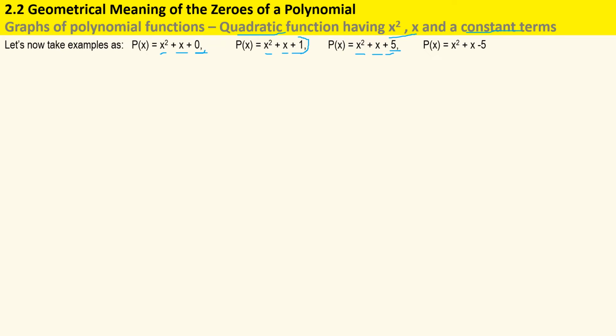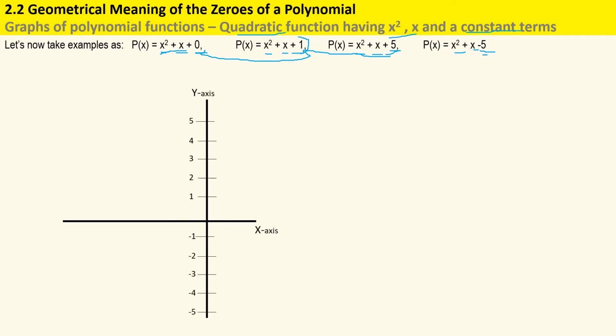And the constant term here is 5. X squared plus x and minus 5. So the constant term here is minus 5. So you see here that we have not changed the values or the terms in x squared and x, but we are varying the constant term in the different polynomials. And now let's see how their graphs look.